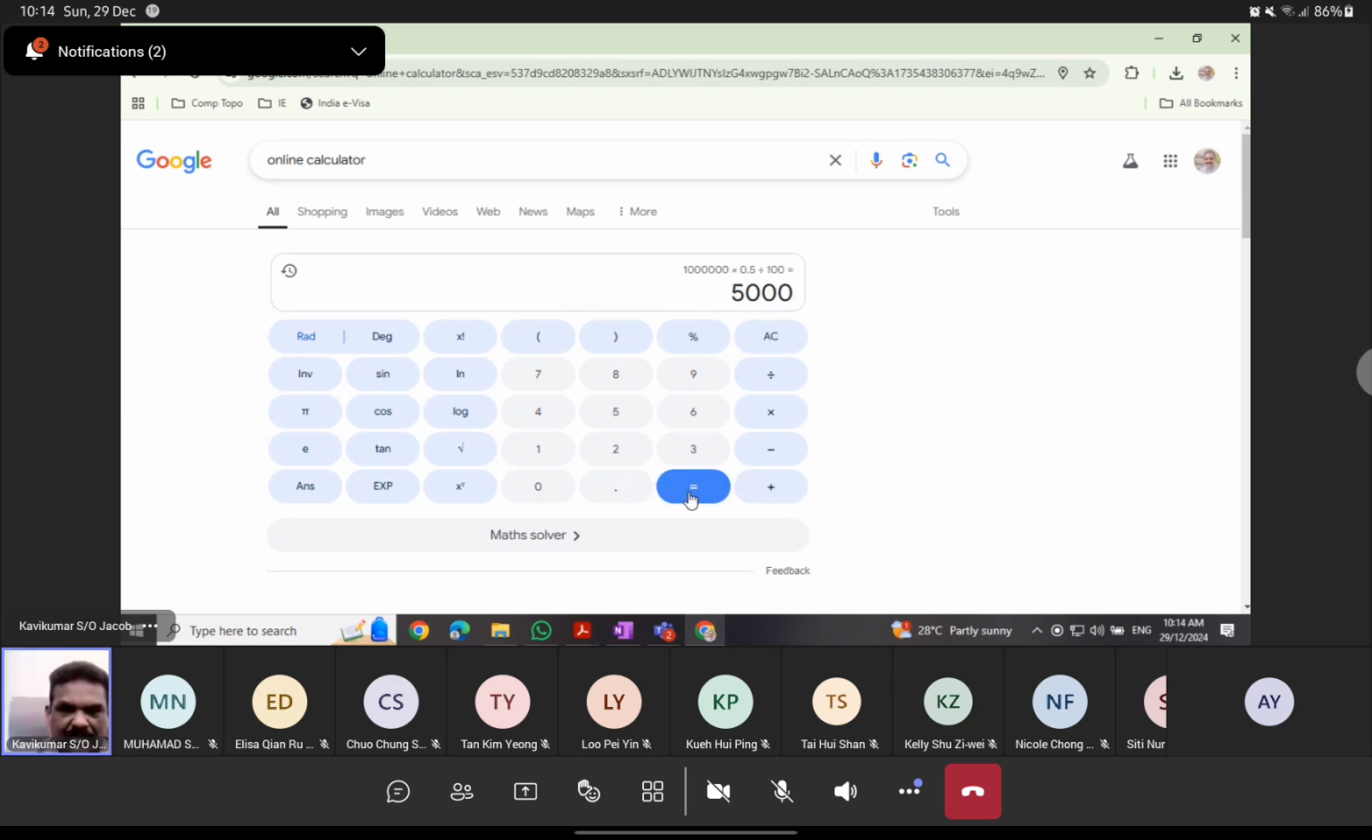So you're supposed to pay, for 1 million, you're supposed to pay 5,000 ringgit. Okay, 5,000 ringgit. This is one example. Okay.